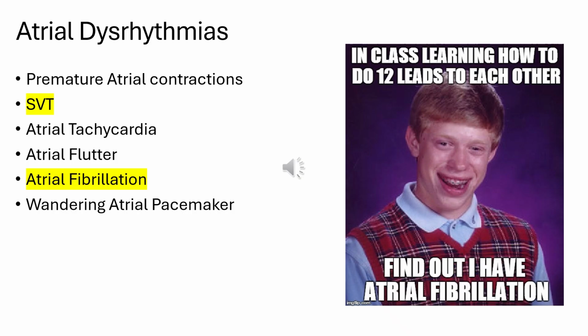Next, I'm going to talk to you a little bit about atrial dysrhythmias, or abnormal heart rhythms that originate in the atria. And these are going to occur when the electrical impulses that control atrial contraction become either irregular or disorganized. And there are various different types of atrial dysrhythmias, including PACs, supraventricular tachycardia, AFib, flutter, wandering atrial pacemaker. And so I'll talk to you about some of these.